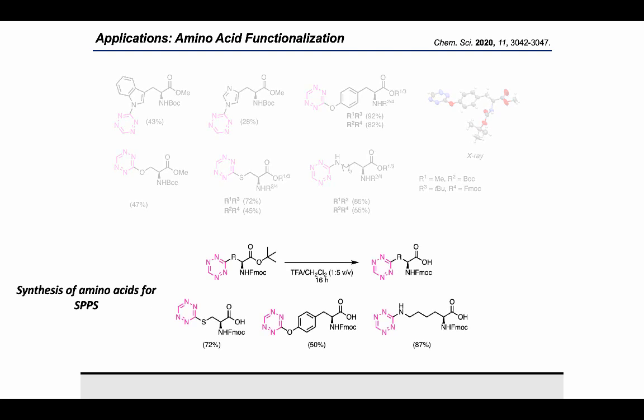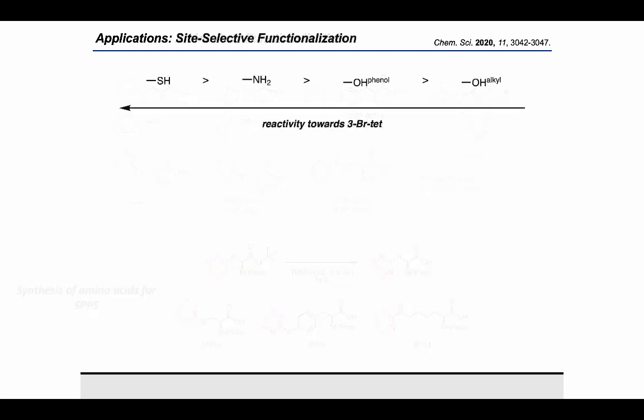We then moved forward trying to deprotect our synthesized amino acids, and whereas the methyl esters could not be deprotected due to the harsh, usually quite basic conditions required to hydrolyze this ester, which are incompatible with the tetrazine unit, the tert-butyl group could be deprotected using TFA. And we then established this reactivity scale based on our observations before and predicted a sulfide to be far more reactive than an amine, which should be more reactive than a phenol and an alkyl group.